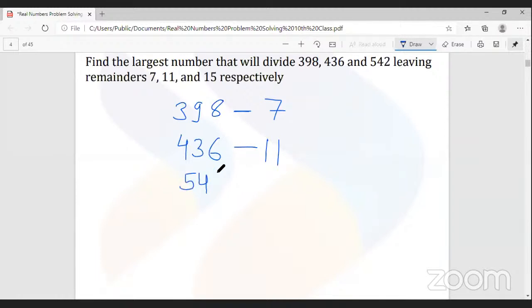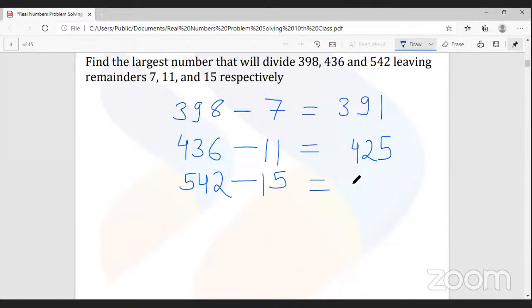Again, 542 minus 15. So what we get here is 391, here 425, and what is 542 minus 15? 527. So the number is a factor of all these three numbers, right? Now we have to find the largest number.